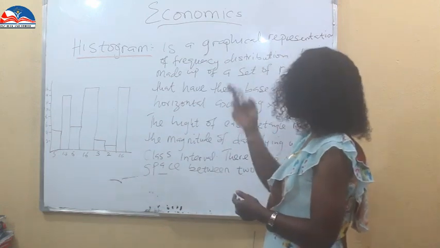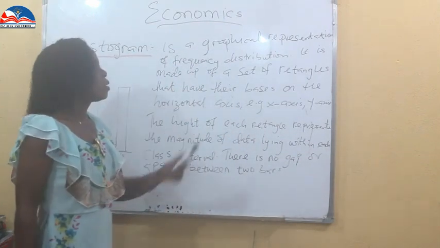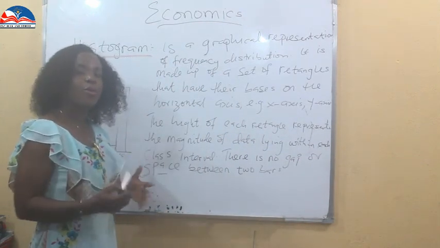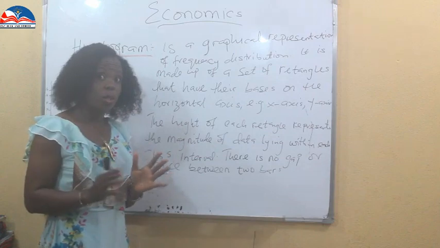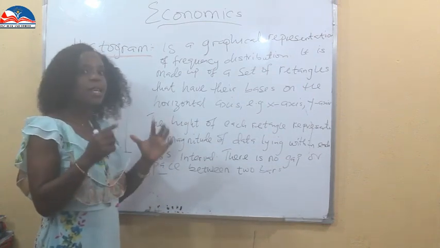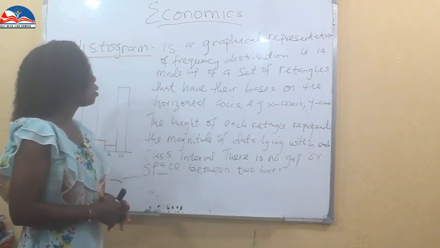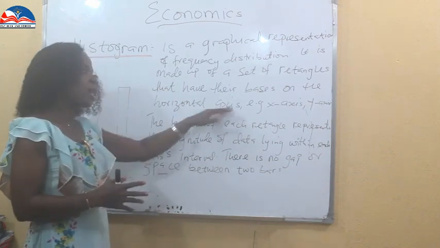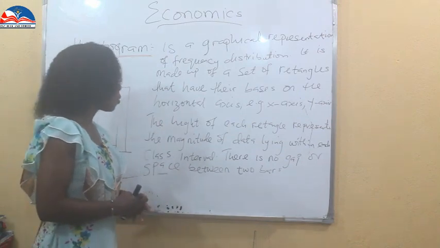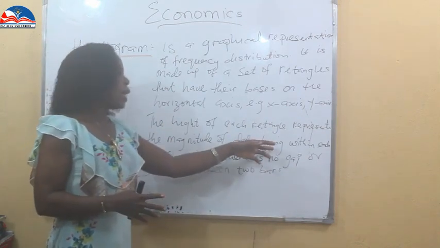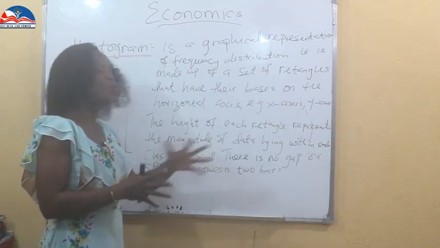Now, histogram is a graphical representation of frequency distribution. It is made up of a set of rectangles that have their bases on the horizontal axis, the x-axis, and the y-axis. The height of each rectangle represents the magnitude of data lying within each class interval. There is no gap or space between two bars.